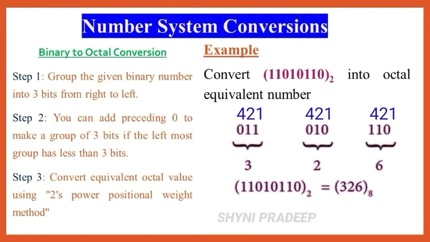So leave this 0. And take the next value, 1 into 2 is 2, 1 into 1 is 1. So 2 plus 1, add these 2 values. 2 plus 1 is what? 3. Here 2, here 4, plus 2 is 6. So the answer is 326. This is the octal value, so base 8.